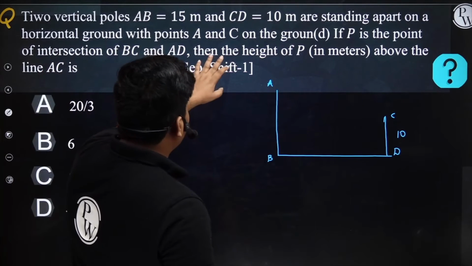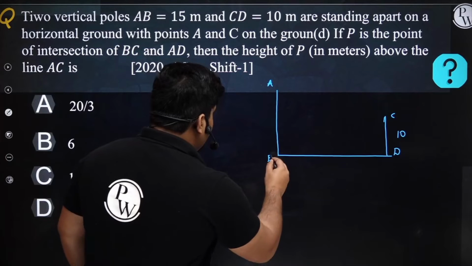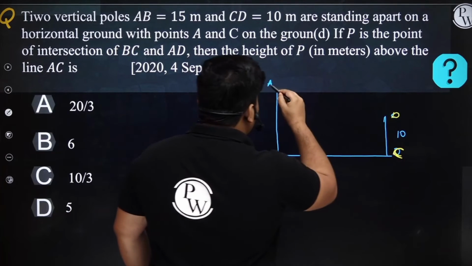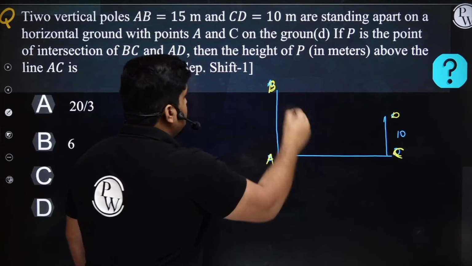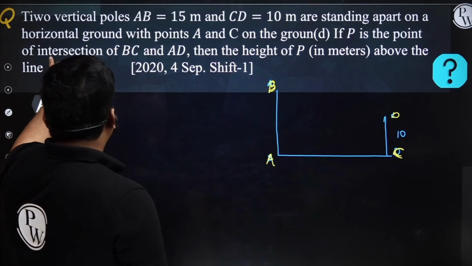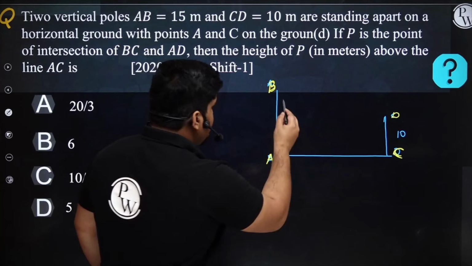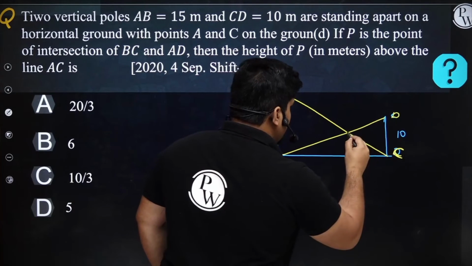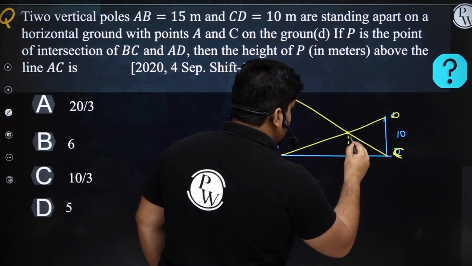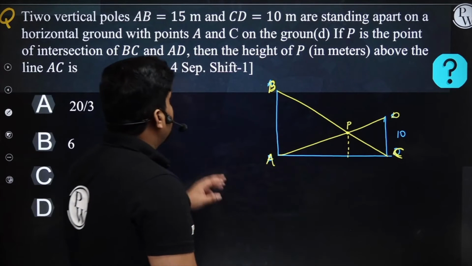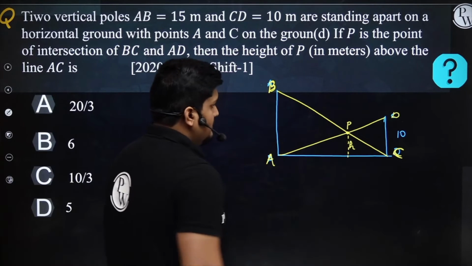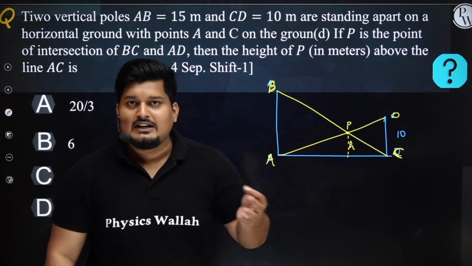With points A and C on the ground. Okay, so this is A, this is C, this is D, and this is P. If P is the point of intersection of BC and AD, then they ask the height of P above the line AC. So this height they're asking. They want us to find out that height H.